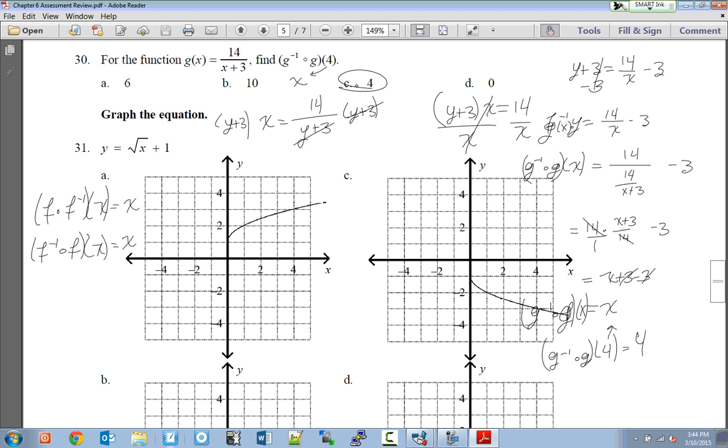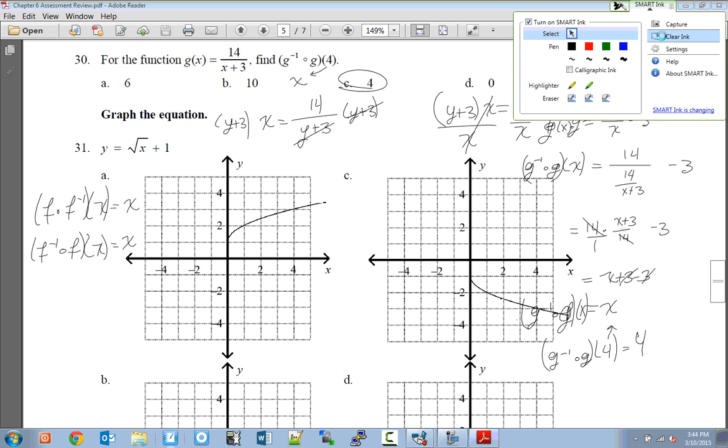So anytime you see the inverse evaluated at the original function, or the function evaluated at its inverse, it's always going to equal x. And if you happen to have a number after it, like in this case we have the 4, then this function right here is always going to equal 4. There's no way it could ever equal something else. It is always going to equal 4.